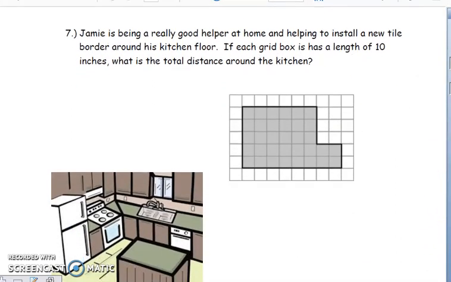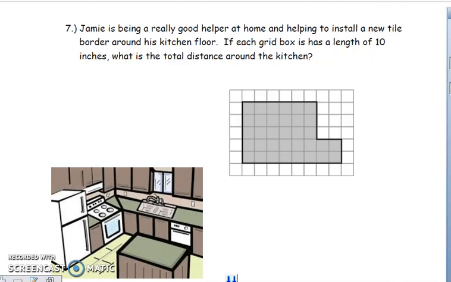Okay, last question. Jamie is being a really good helper at home and helping to install a new tile border around his kitchen floor. If each grid box has a length of 10 inches, what is the total distance around the kitchen? So this is just like the one we just did. So go ahead, try to add up all your sides and see what you get.